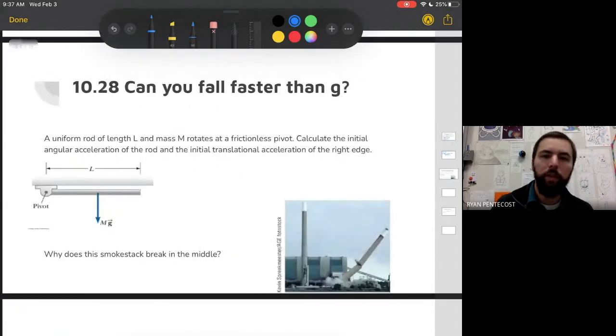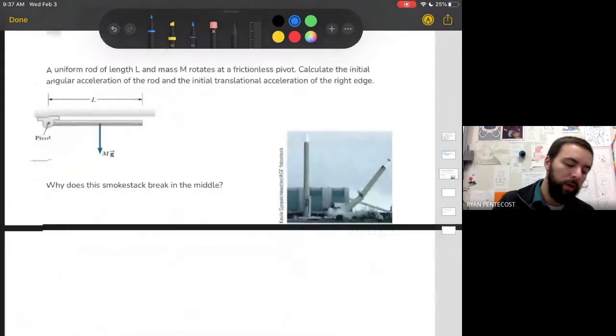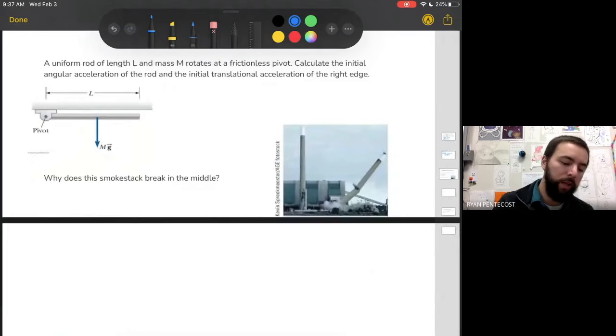Now, the question: can you fall faster than g just by sheer gravity? Okay, we've got a uniform rod of length L and mass m rotating at a frictionless pivot. Calculate the initial angular acceleration of the rod and the initial translational acceleration of the right edge.